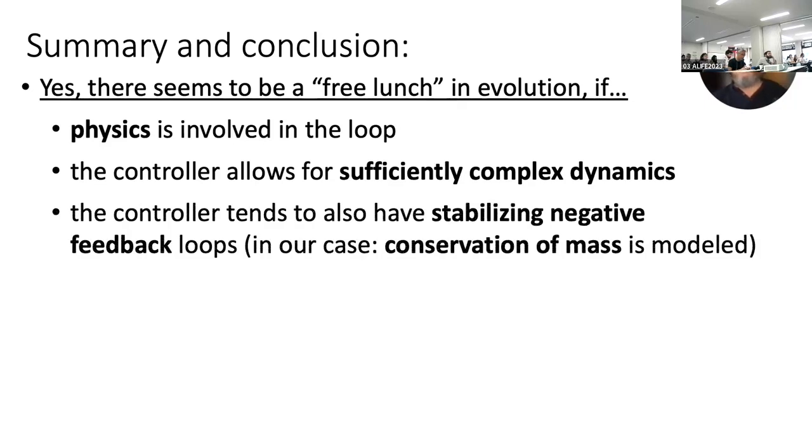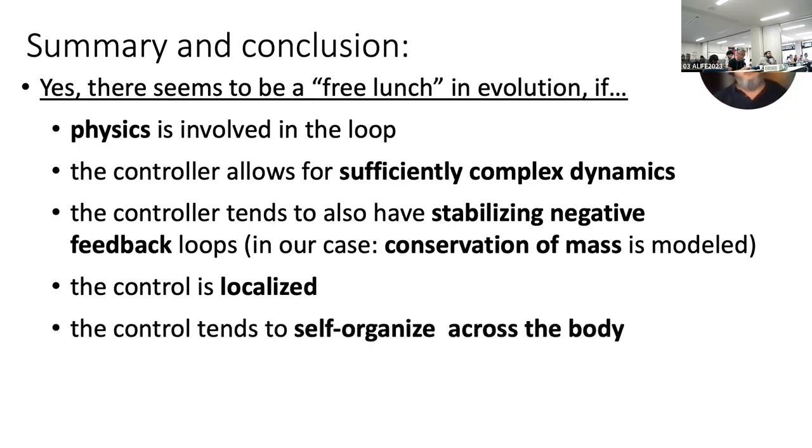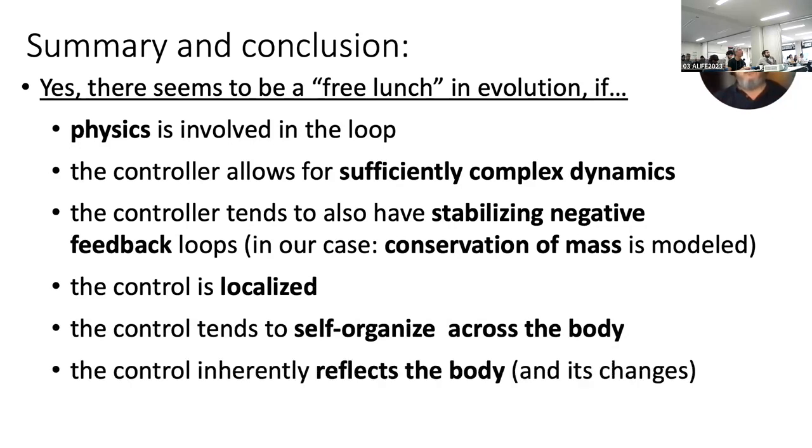We had these intrinsically stabilizing negative feedback loops by having conservation of mass of the hormones. So they cannot just fill up the whole robots towards infinity, for example. We had the control localized, so the control could reflect the position of the module in the robot body. But we also had self-organization across the body, which is very important for coordination. And inherently, this reflects the body shape and all the changes, because the robots can dock and undock, and all of that gets reflected and can be exploited by the evolution because we have this hormone diffusion process.